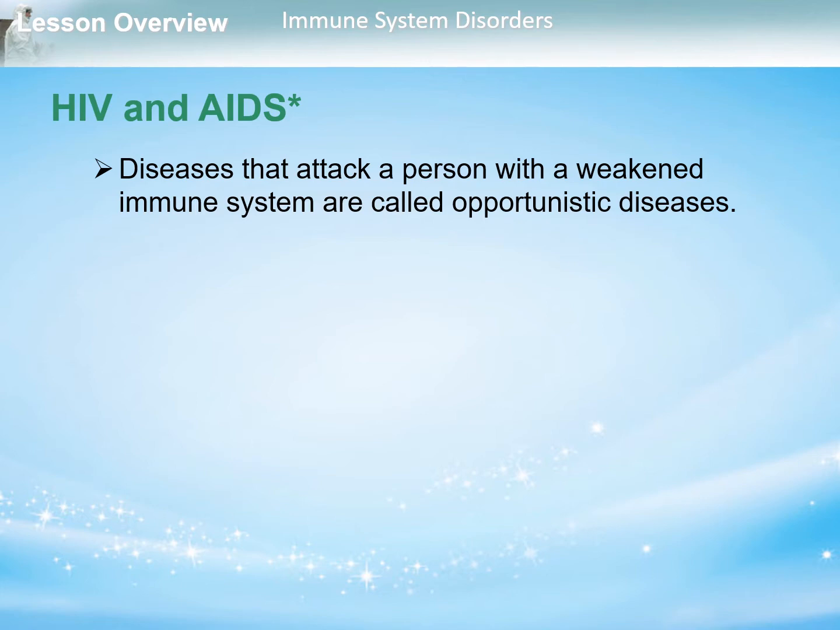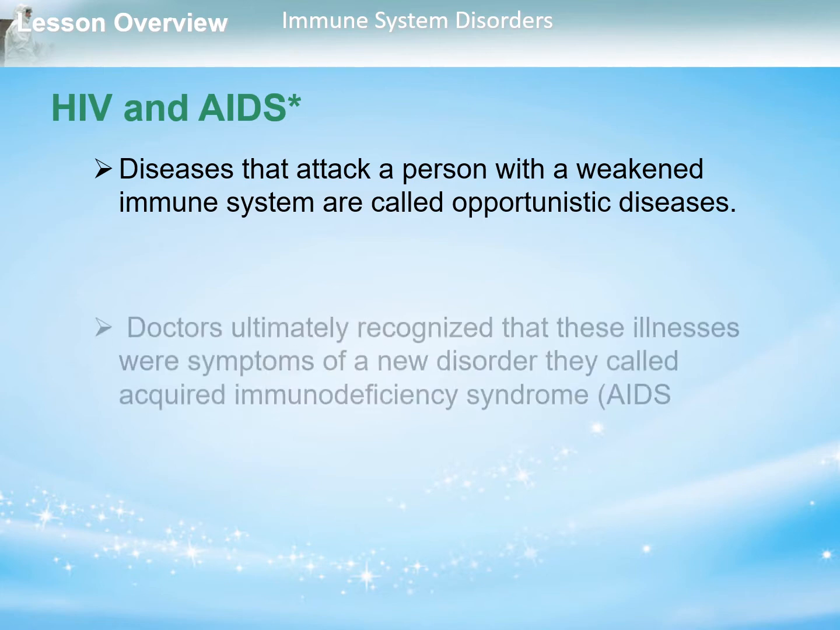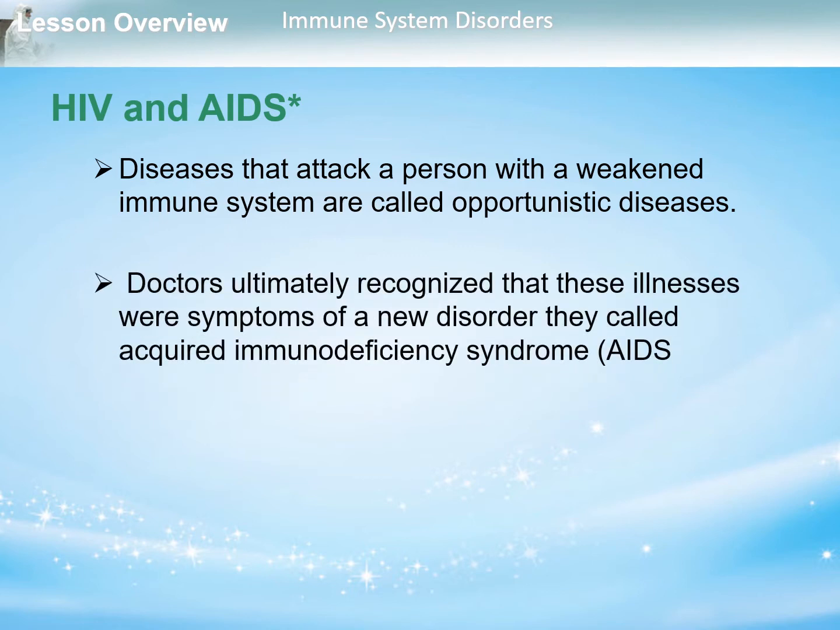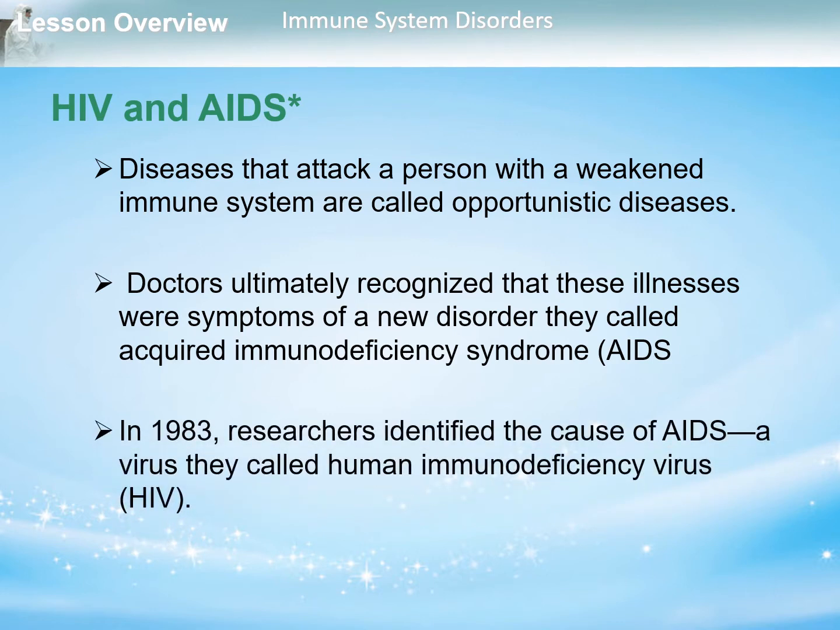Diseases that attack a person with a weakened immune system are called opportunistic diseases. Doctors ultimately recognized that these illnesses were symptoms of a new disorder they called acquired immunodeficiency syndrome, or AIDS. In 1983, researchers identified the cause of AIDS, which is, of course, HIV, the human immunodeficiency virus.